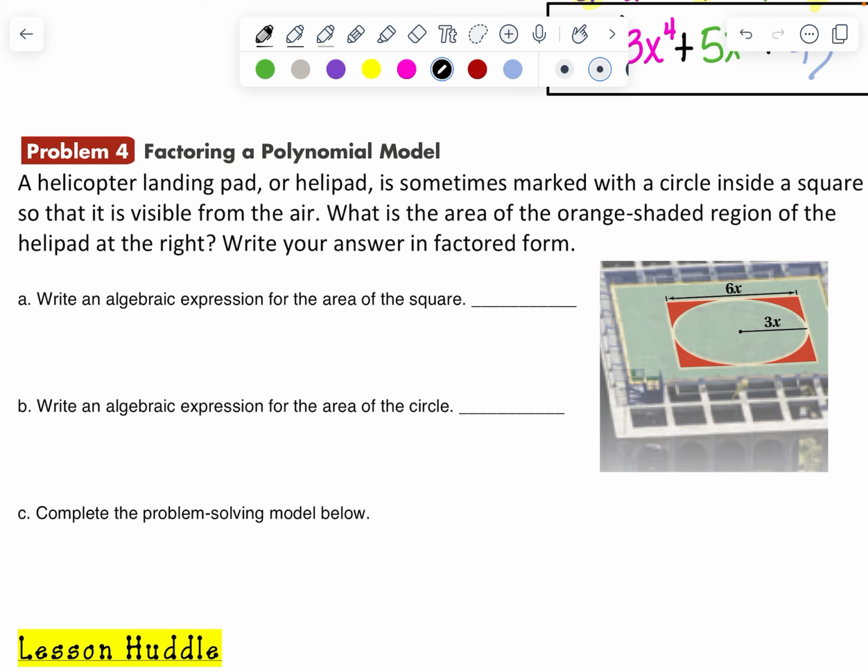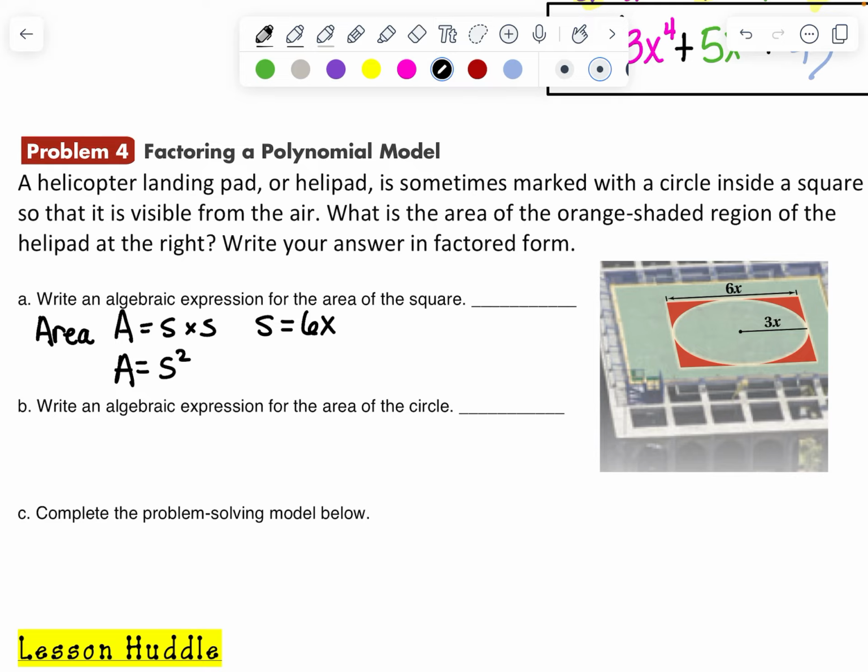So the first thing I'm going to do is write an algebraic expression for the area of a square. Now, we've done this. We have to say, well, what is the area for a square? So area is A, and that's equal to side times side. We often just say area is equal to side squared. And so the side, in this case, is equal to 6x. So we just need one side. The other sides are all 6x as well.